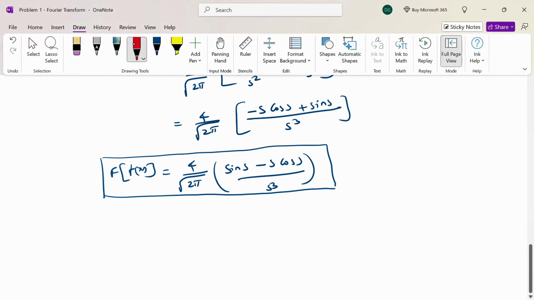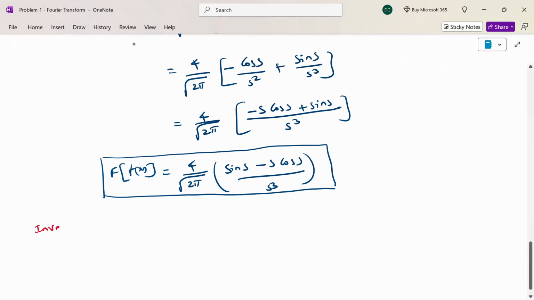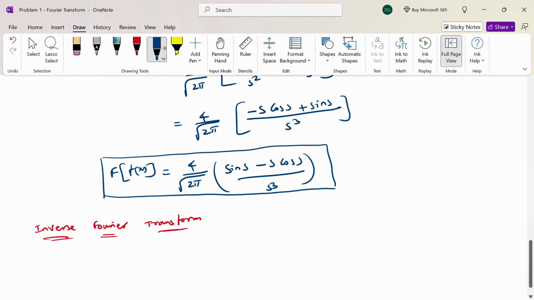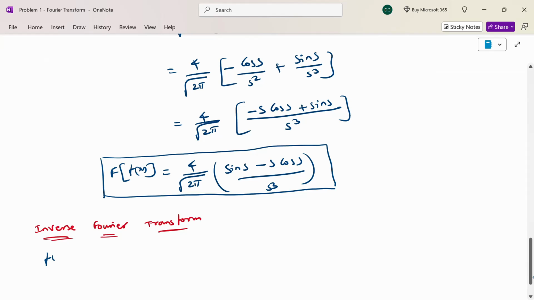Therefore now I'm going to apply the inverse Fourier transform. So we are not integrating, just simplifying. Now apply the Fourier transform. So the inverse Fourier transform formula is f of x equal to 1 by square root of 2 pi, integral from minus infinity to plus infinity of the Fourier transform of f of x times e power minus isx ds.